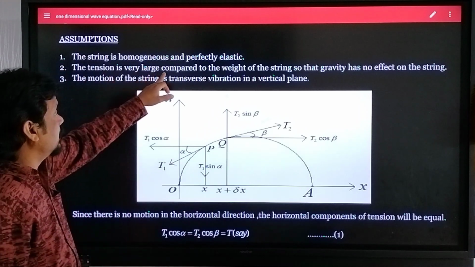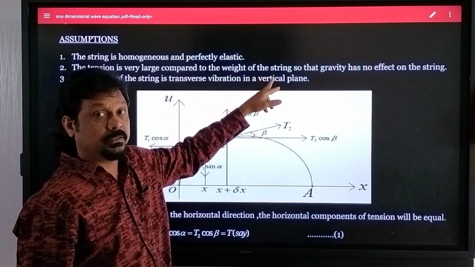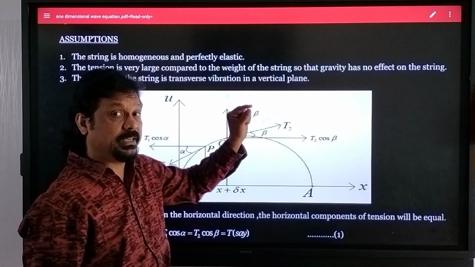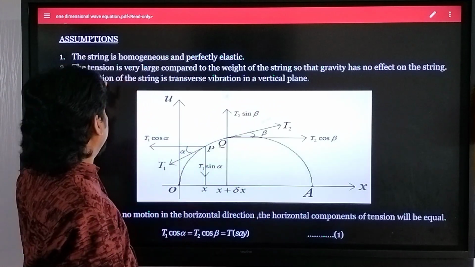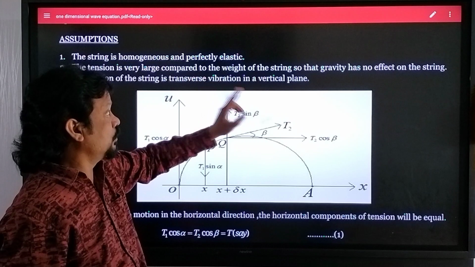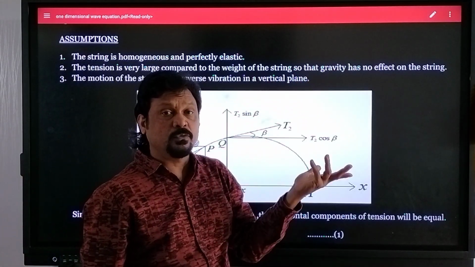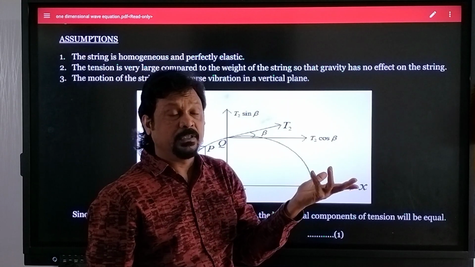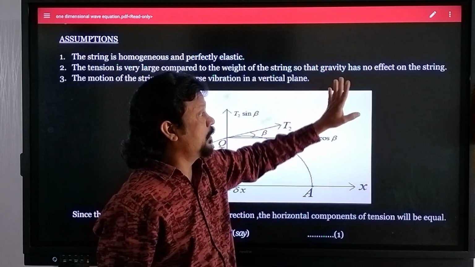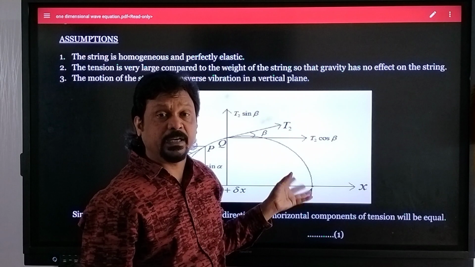The tension is very large compared to the weight of the string. That means the string should be very thin, okay, and the tension should be very large, so that gravity has no effect on the string. If the weight is very small, it has no effect. The effect of gravity will be zero. That means it will be negligible.